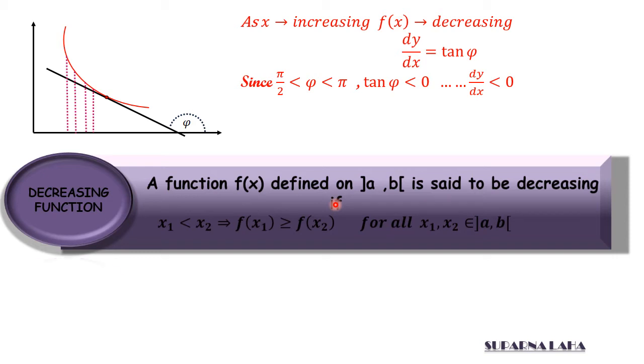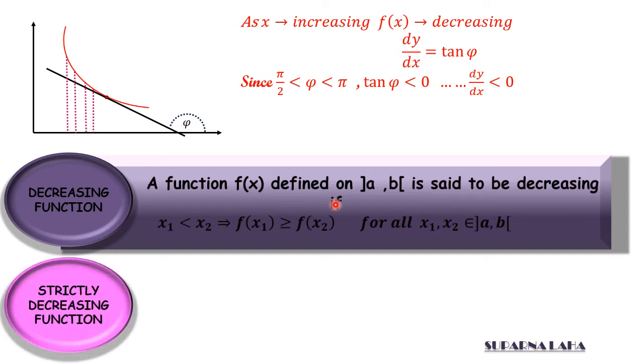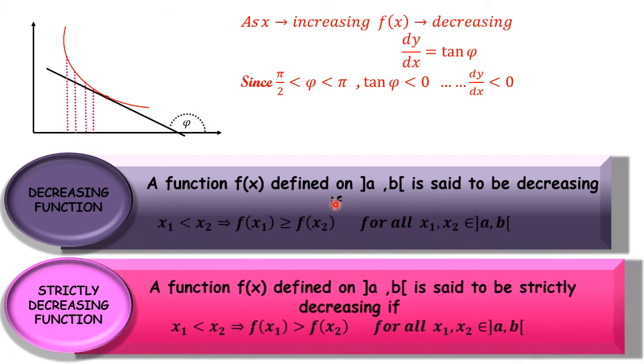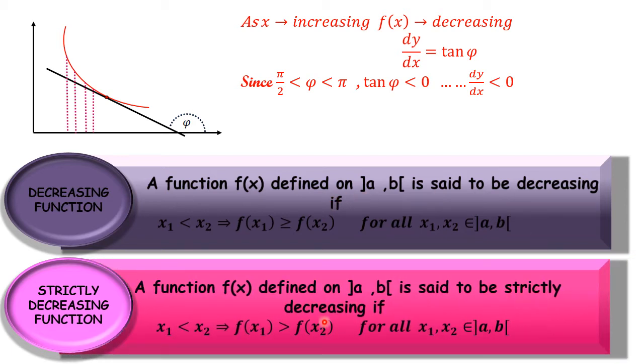Now another definition is strictly decreasing function. So what is a strictly decreasing function? A function f(x) in this open interval (a, b) is strictly decreasing if the value of x is increasing but the value of f(x) is decreasing and it is never equal, always greater than, that is f(x1) is greater than f(x2) for all x1, x2 belonging to this open interval (a, b).